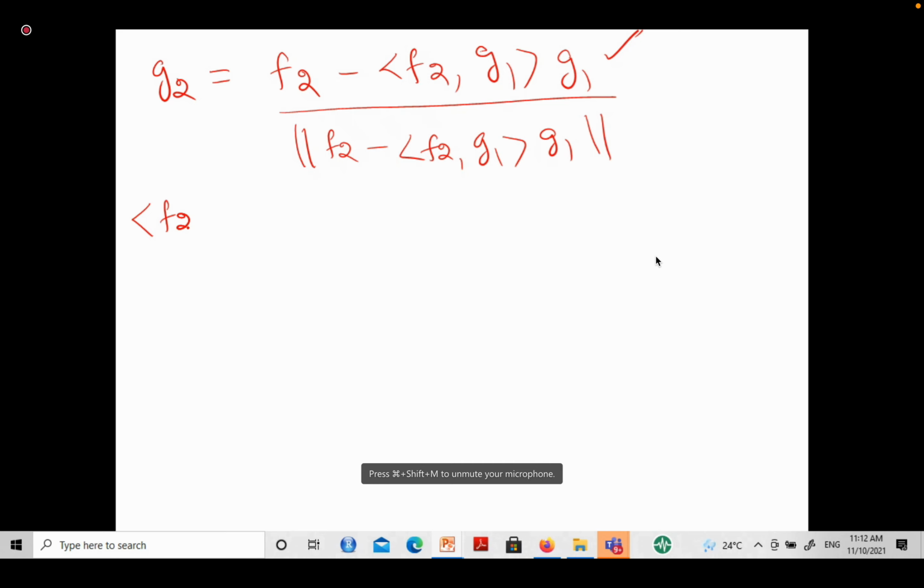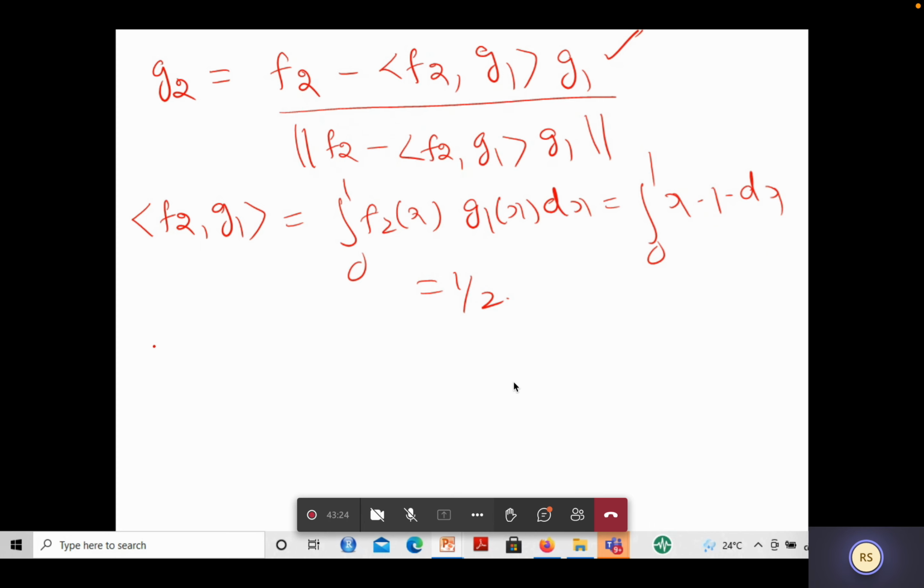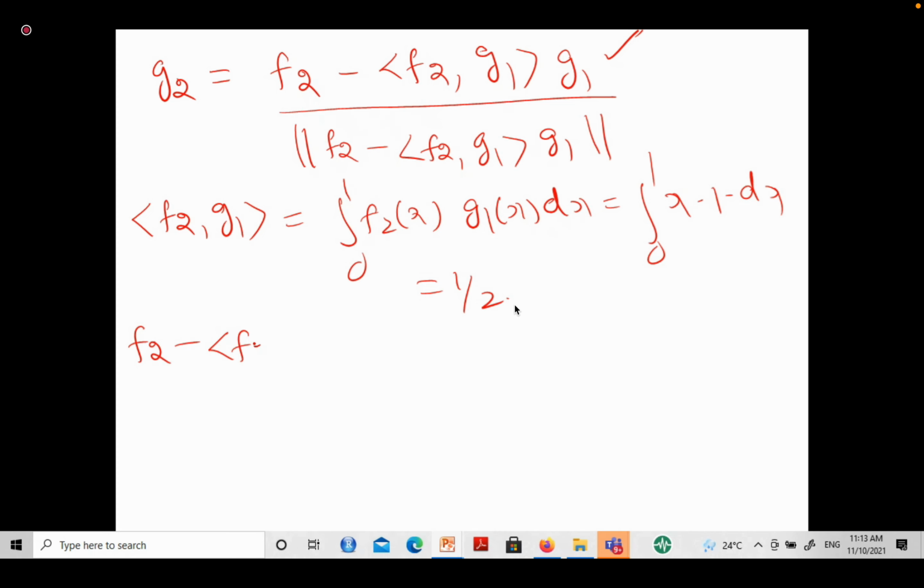Tell me, what is the inner product of F2 comma G1? It is the integral from 0 to 1 of F2 of x times G1 of x dx. F2 is x and G1 is 1, so we integrate x dx, which gives x squared by 2. Substituting the limits, it is 1 by 2. So F2 minus the inner product of F2 comma G1 times G1 is x minus 1 by 2, since the inner product value is 1 by 2 and G1 is 1.